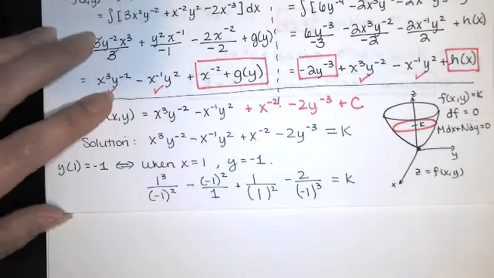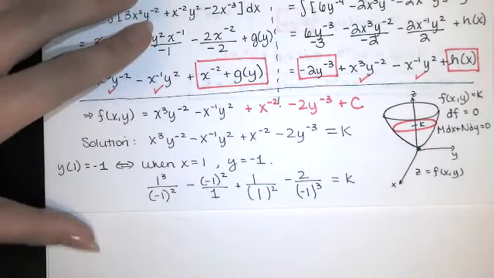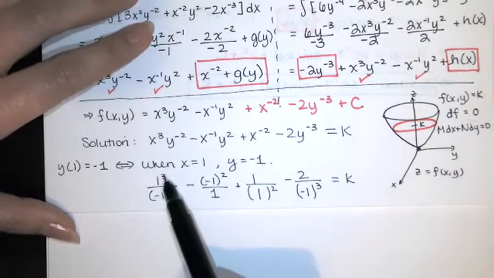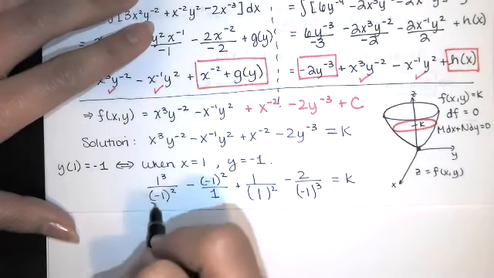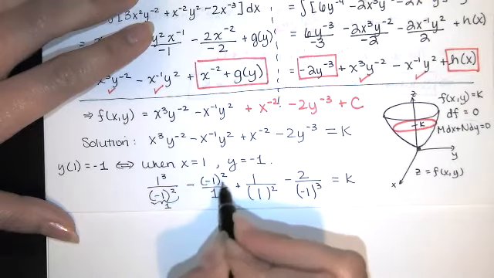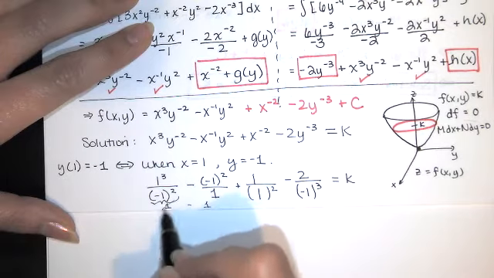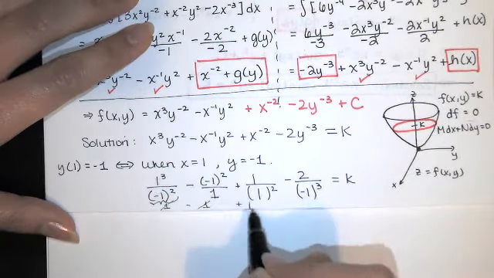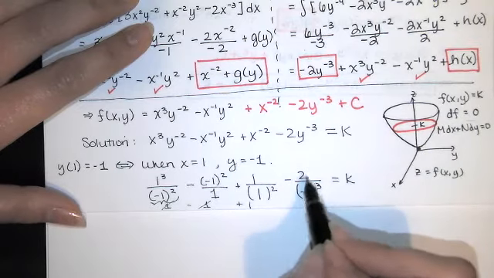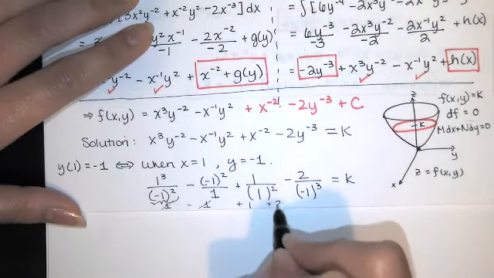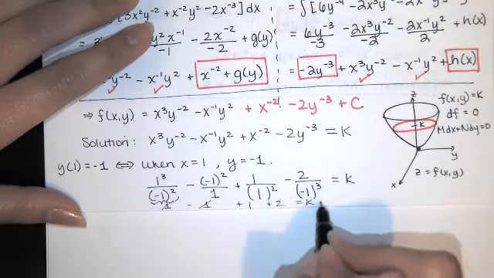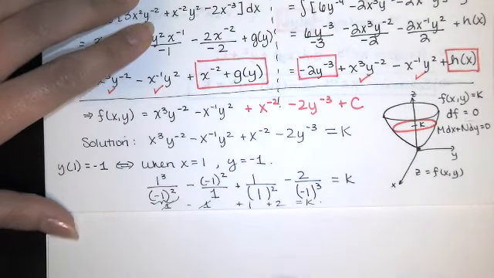Let's just do a little bit of simplification. So this is 1, the whole thing, and this is 1 over 1. So I have minus 1 here, 1 minus 1, that's 0. Then I've got a plus 1, and then I've got a minus 2 divided by negative 1, so that's plus 2. So it looks like k equals 3. k is equal to 1 plus 2.